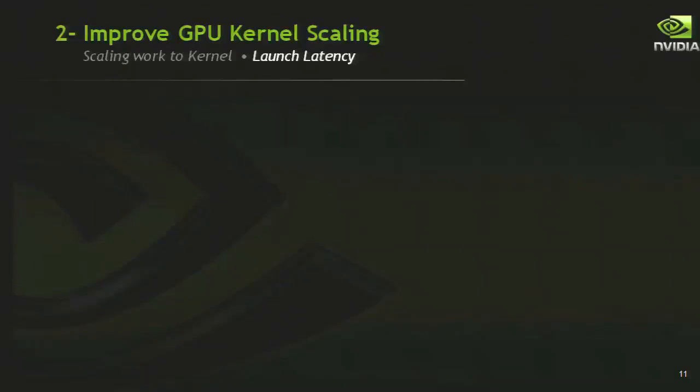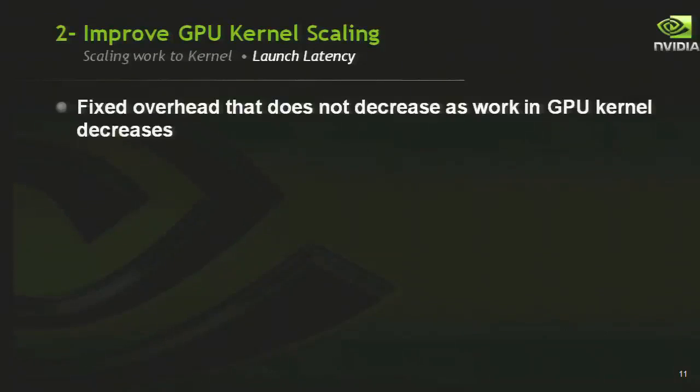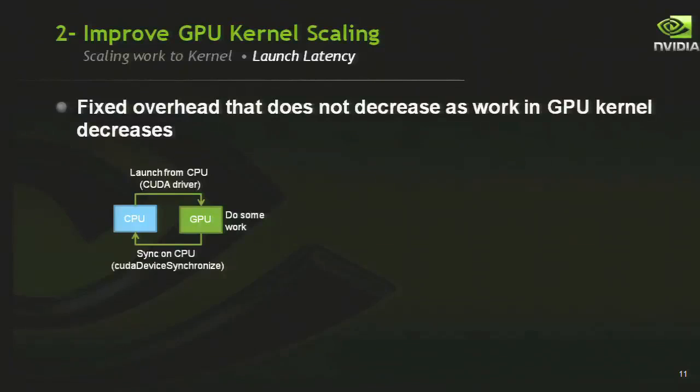The second is launch latency. So as you scale the amount of work to the GPU, the kernel might scale. But there is some fixed cost that doesn't scale. And part of this cost is launch latency. So it's the latency of launching work to the GPU.